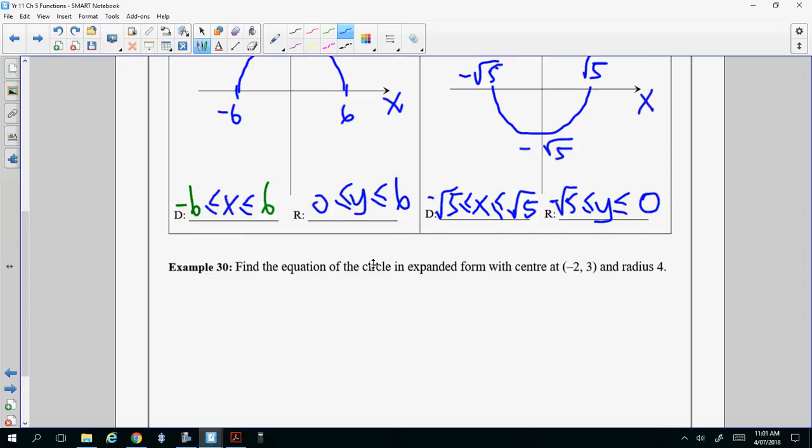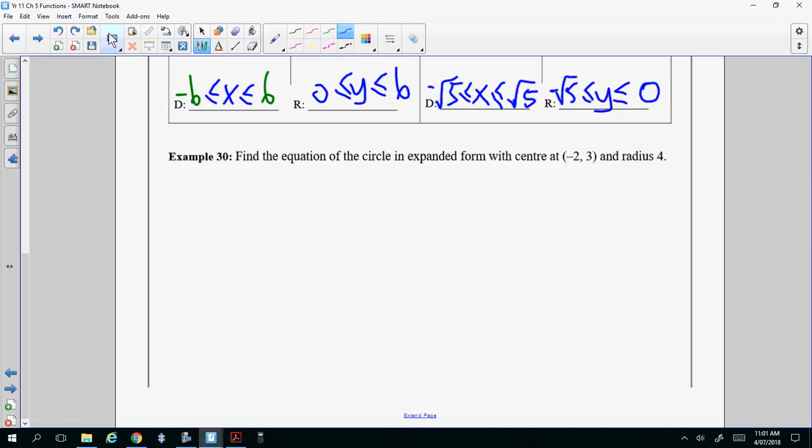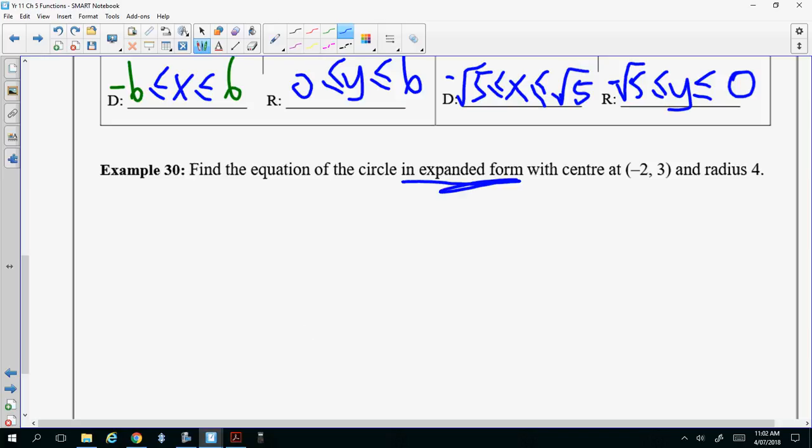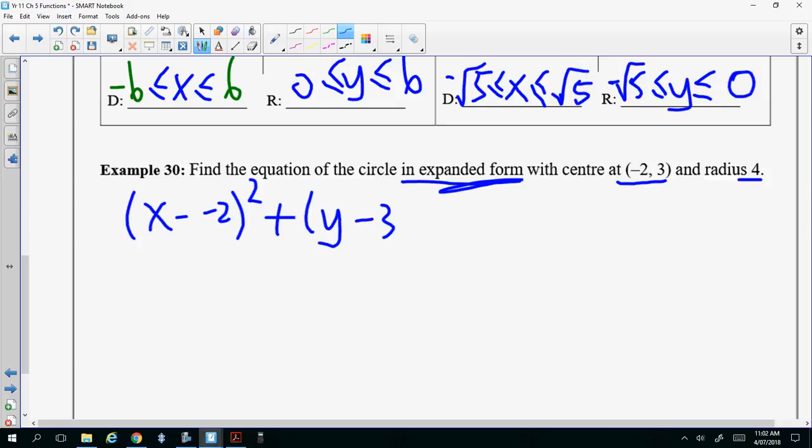It says, find the equation of a circle in expanded form with this center and the radius 4. Well, I'll show you. You first write it like this: x minus negative 2 squared plus y minus 3 squared equals the radius squared. I'm just using the formula. So remember to subtract the x value of the center and subtract the y value of the center. Now you will end up getting x plus 2 squared plus y minus 3 squared equals 16.